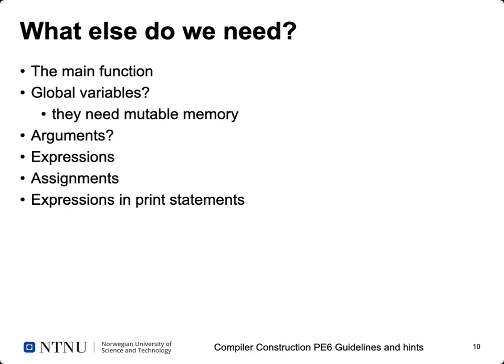So what do we need for implementing our program? We need to implement a main function, we need global variables. Global variables need immutable memory, we need arguments, we need expressions, assignments, and we also need print statements, which in turn take expressions again.